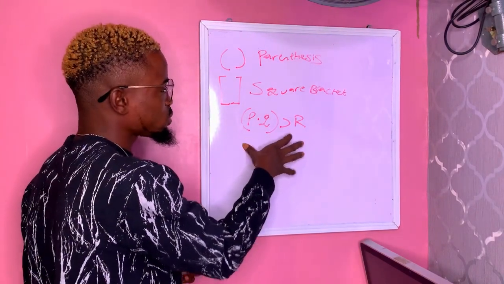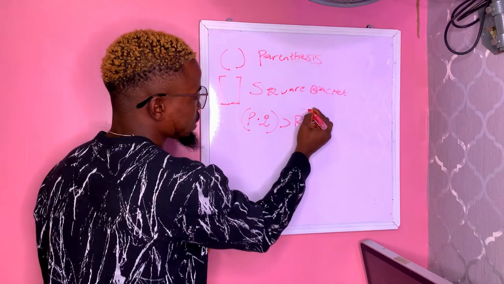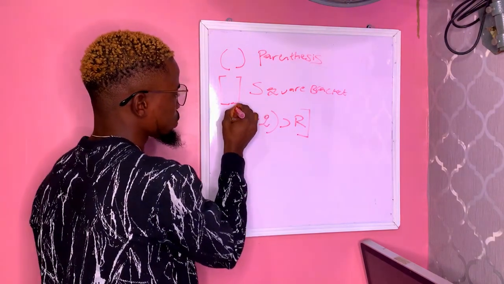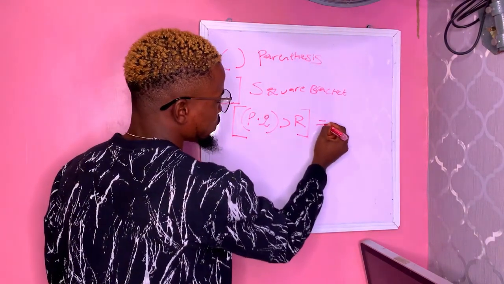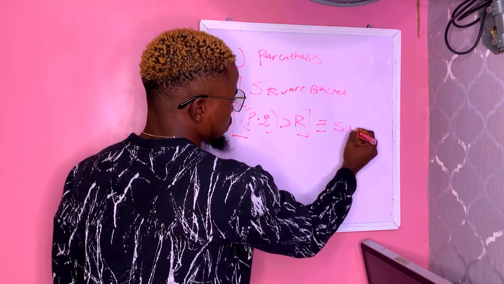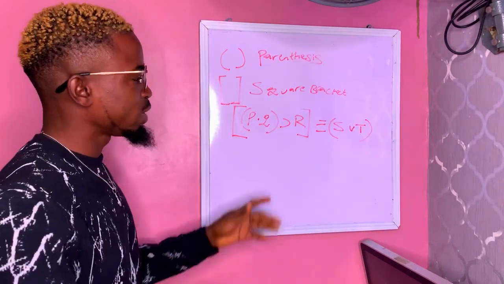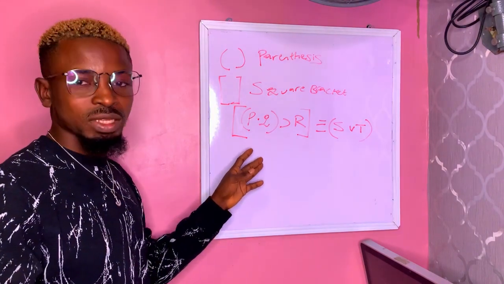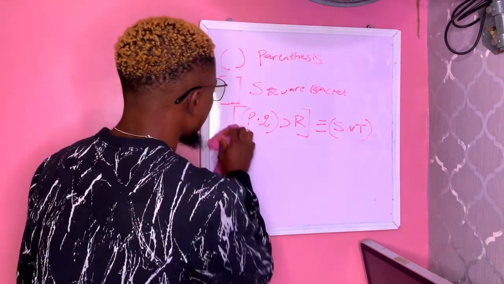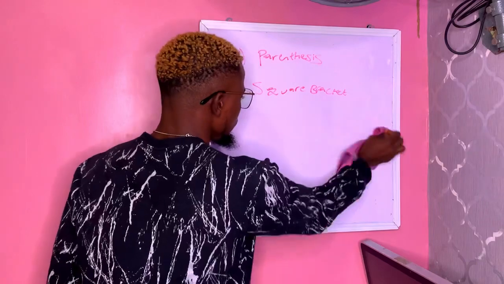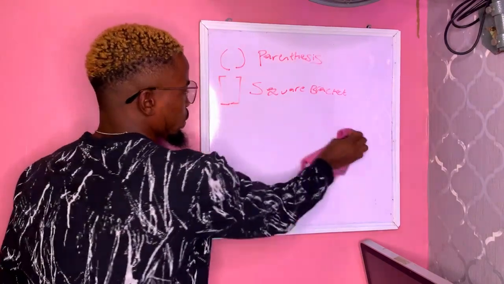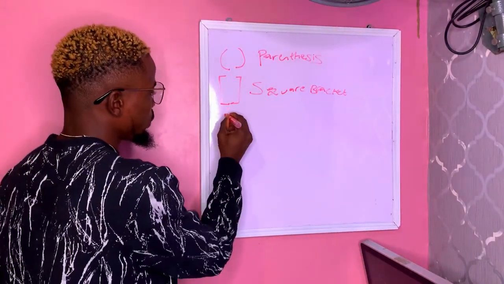Let's say we want to group this together now, then we'll make use of square brackets. Let's say we want to add if and only if S or C. So square brackets are used to group expressions that already contain parentheses. Then the last one, we have brace.